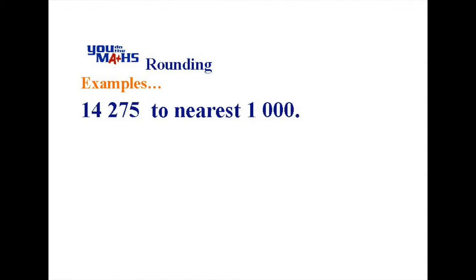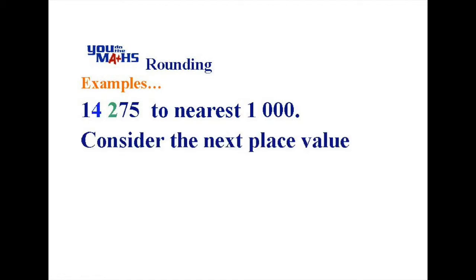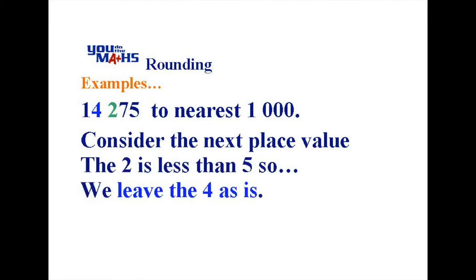Let's have a look at another example. This time we're rounding off to the nearest 1,000. So the number in question is the 4 in the 1,000 spot. Either it's going to be 14,000 or 15,000. And once again we consider the next place value, in this case the 2. Now 2's in the lower half, it's less than 5. So that means that we leave the 4 in the 1,000 spot as is, and the number becomes 14,000 because we're rounding to the nearest 1,000.